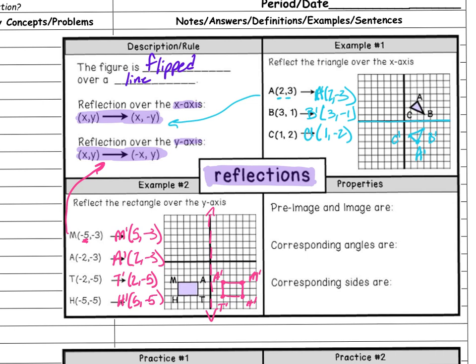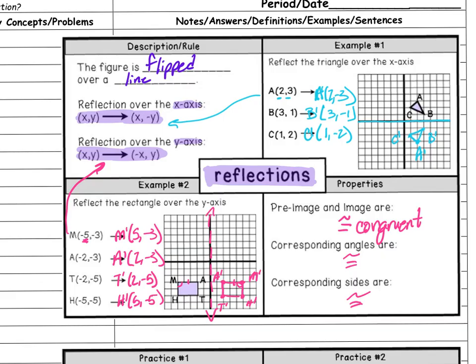Okay, so now we're going to talk about the properties of it. The pre-image and the image are congruent. Remember, this sign means congruent, and congruent means equal, similar in shape and equal in size. Congruent. And the corresponding angles, so angle M and angle M prime are congruent. And corresponding sides, so MA and M'A', are congruent because it's the same size, it's the same shape. It's similar in shape and equal in size. So it's the same size, it's just moved a little bit.